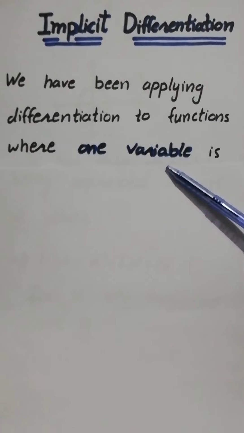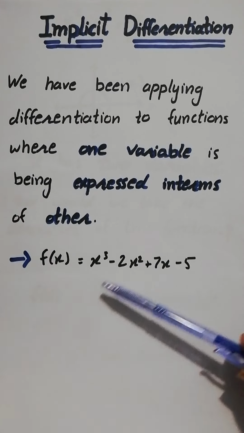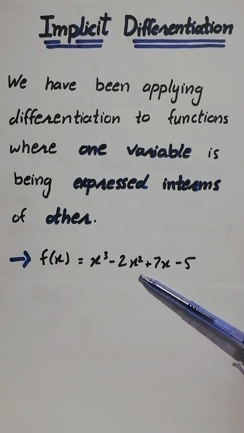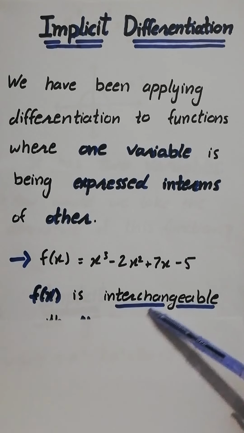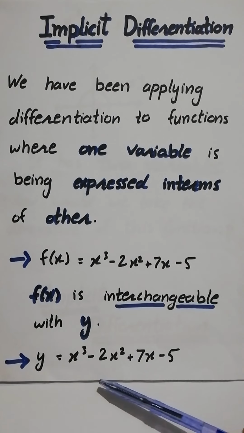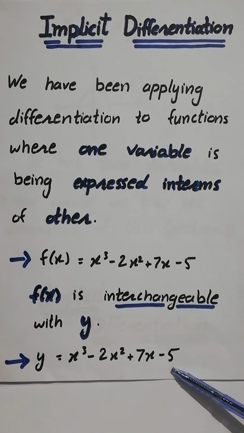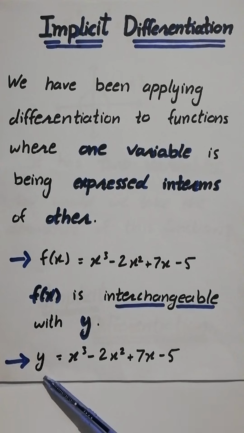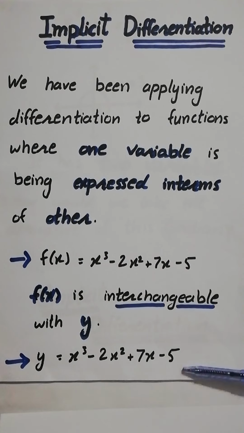So far we have been applying differentiation to functions where one variable is expressed in terms of another variable. For example, f of x is equal to x cubed minus 2x squared plus 7x minus 5. Here the function f of x is interchangeable with y, so we can also write y is equal to x cubed minus 2x squared plus 7x minus 5. Here you can see that the variable y is expressed in terms of the variable x. So the functions on which we have been applying differentiation are of this kind.